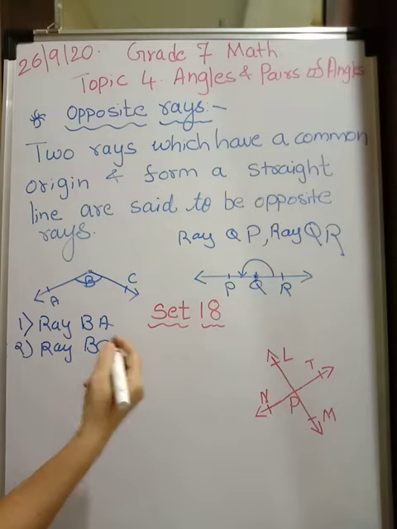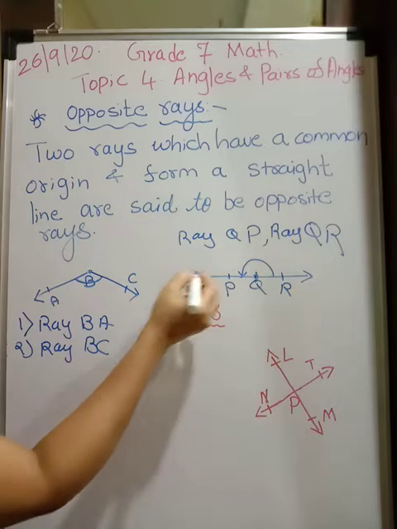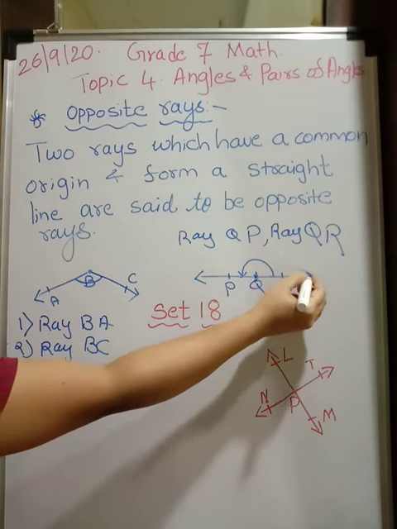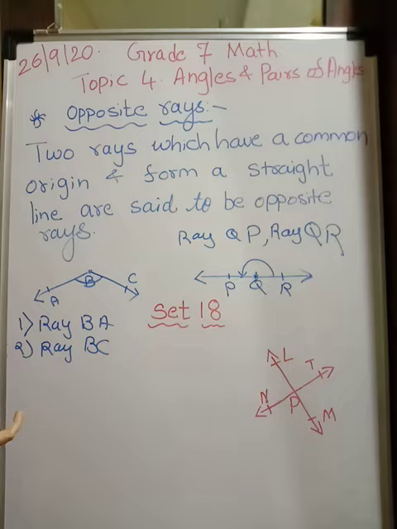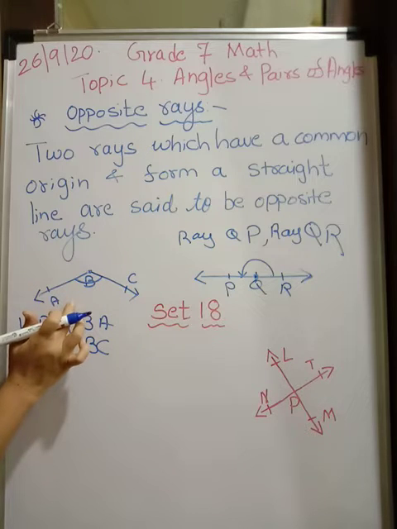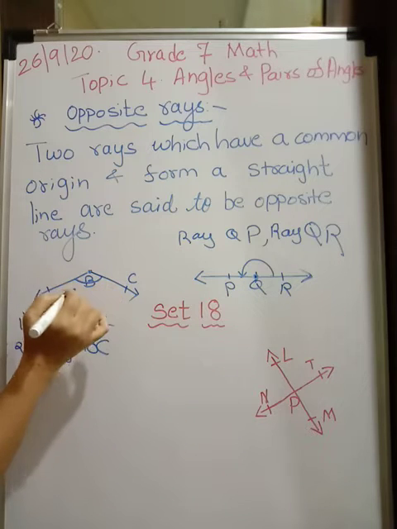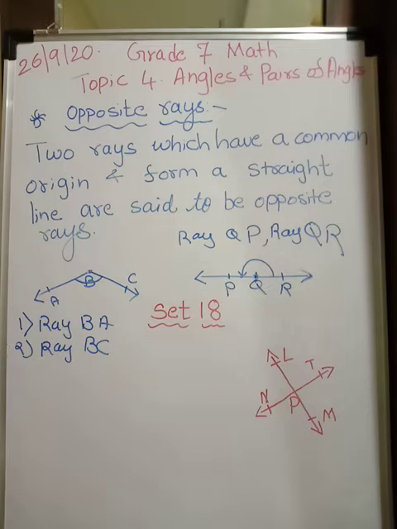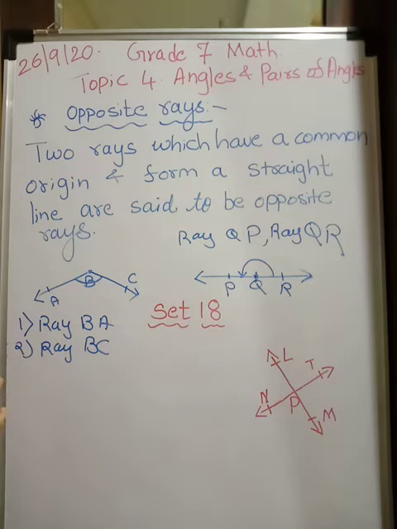Look at these two rays. If I join these two rays, they are exactly forming a 180 degree angle and they are forming a straight line. What is a line? At both the ends, it extends endlessly, or you may say infinitely. Here it is not forming a straight line. Are you understanding me? Here it is forming a straight line. Angle between these two is not 180. Angle between these two rays is surely 180. So these rays are called opposite rays. These are not opposite rays.